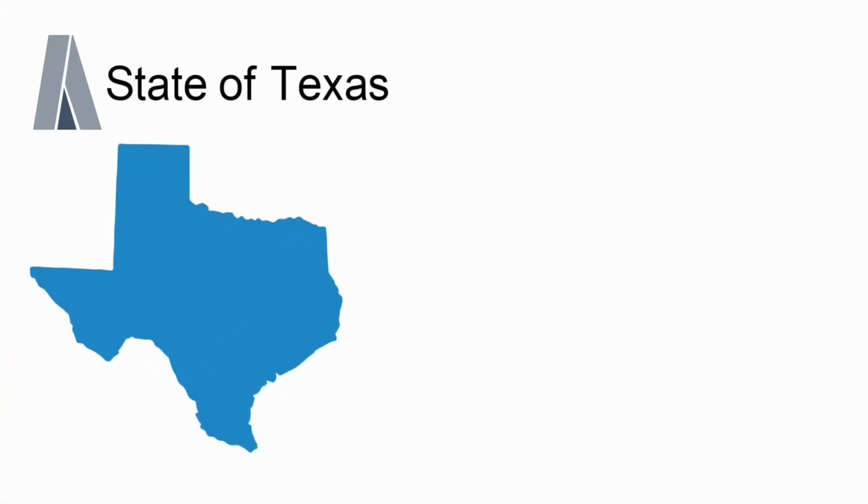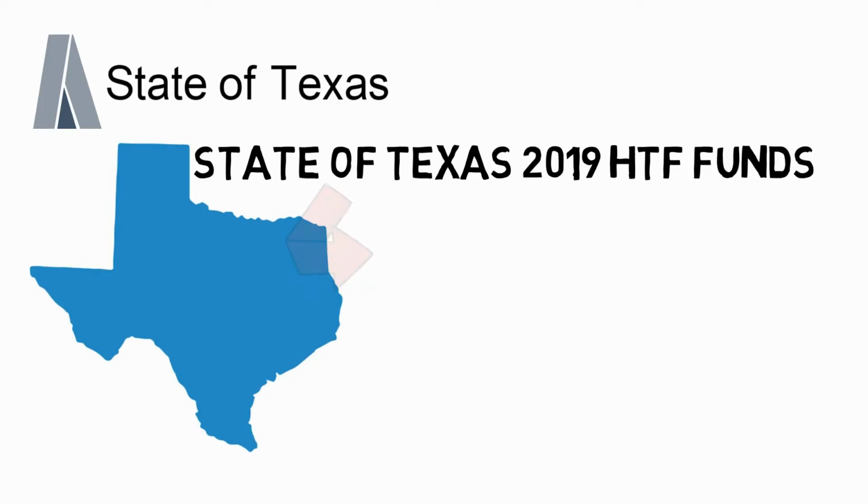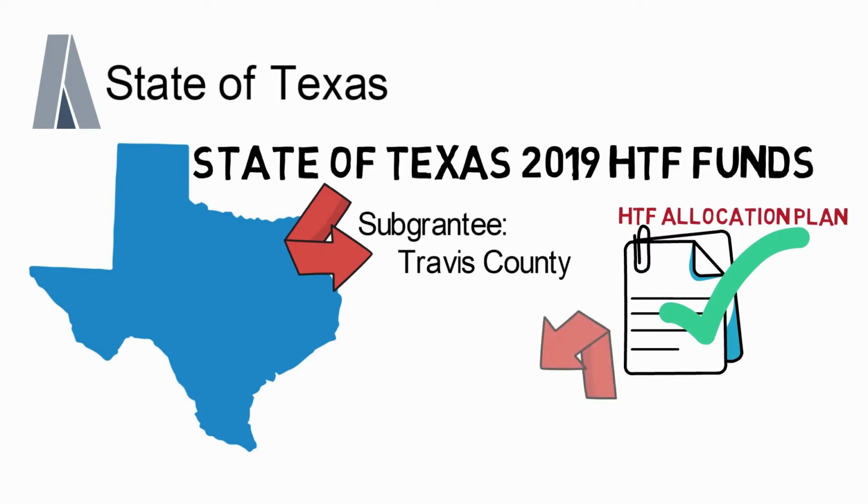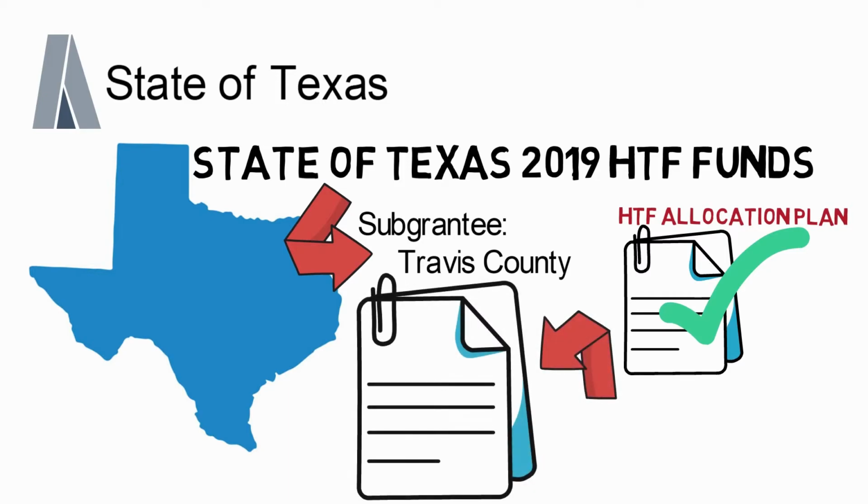Let's say the state of Texas has decided to allocate a portion of its 2019 HTF funds to an HTF subgrantee, Travis County. In order to do this, both the state and Travis County must have an approved HTF allocation plan as part of their respective consolidated plans and annual action plans. The state then executes a subgrantee written agreement that meets all the requirements at 24 CFR 93.404(c)(1) with Travis County for $3 million.